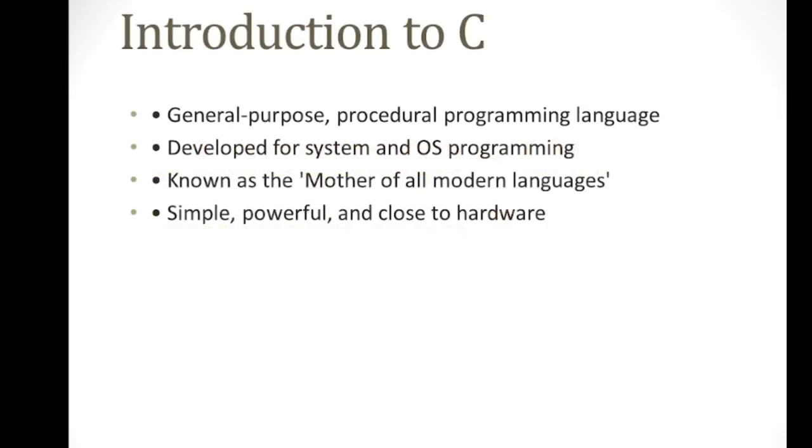Introduction to C. C is a general purpose procedural programming language developed mainly for system and operating system development. It is often called the mother of all modern languages because many popular languages like C++, Java and Python are based on it. C is simple, powerful and very close to hardware. That's why it's still relevant even after decades.